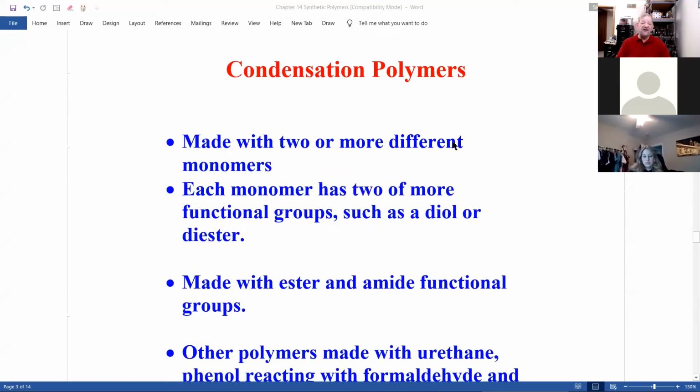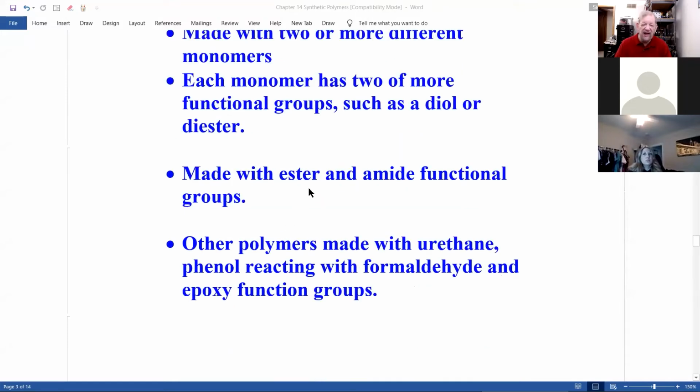We talked about condensation polymers made with 2 or more different monomers. Each monomer has 2 or more different functional groups. And that's how it works. You have something like a diol, OL ending alcohol, 2 alcohols, to make a diester. And the main functional groups, not the only ones, but the main ones in these type of polymers, which are condensation, are either ester linkages or amides.